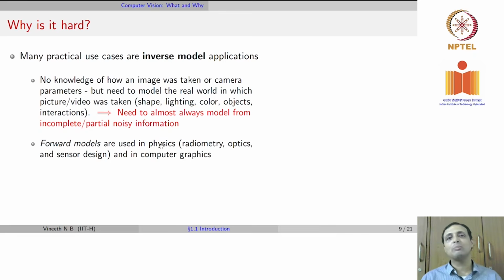Those kinds of applications would be called forward models of vision, while the computer vision that we're going to talk about in this course is the inverse model. And a lot of applications such as object recognition or detection or segmentation are all inverse models.